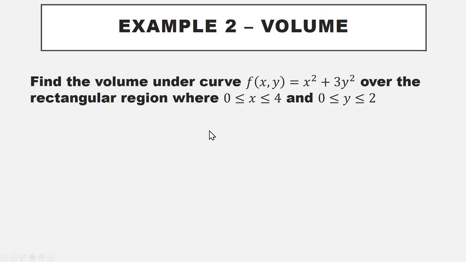So let's do an example. Let's find the volume under this curve, the curve x squared plus 3y squared. I guess it should say under the surface, but over the rectangular region where x goes from 0 to 4 and y goes from 0 to 2. So the volume under this surface over the rectangular region described here.